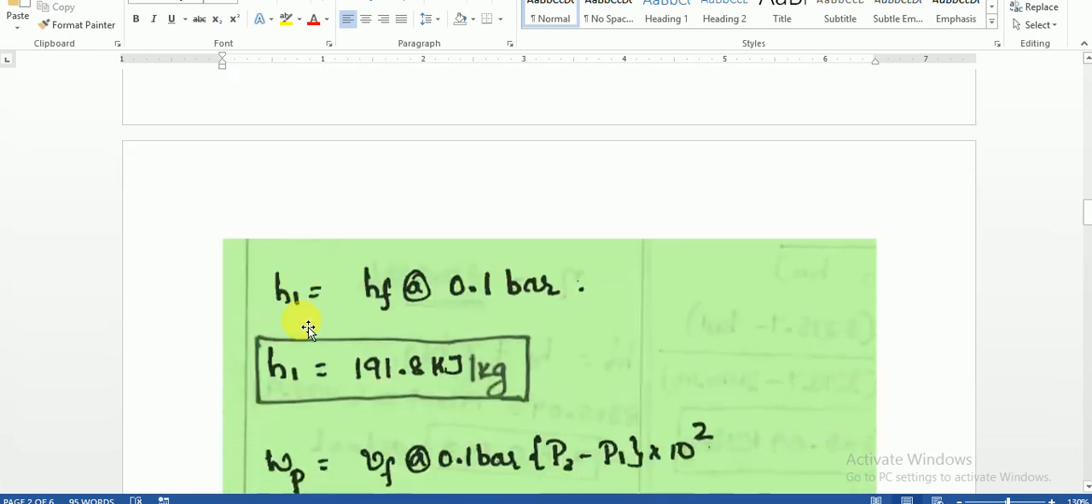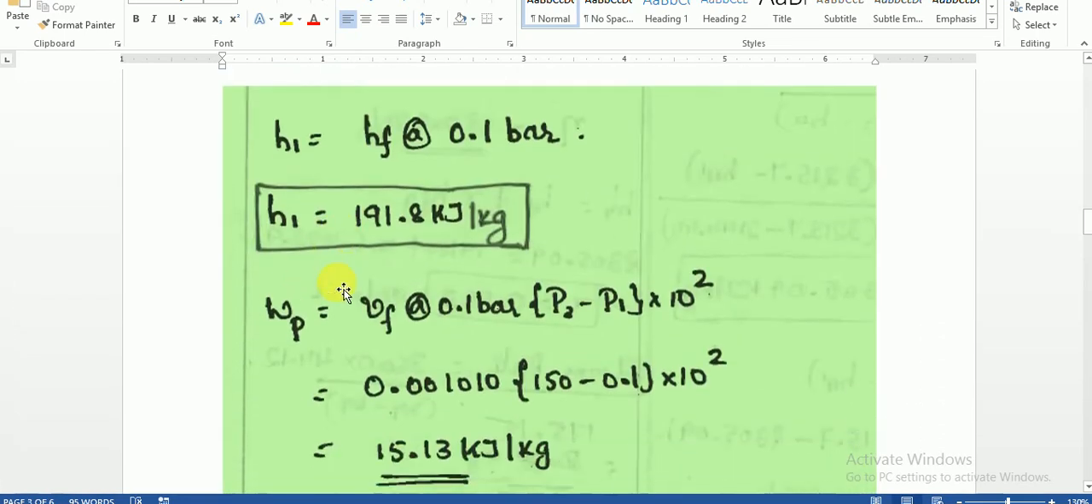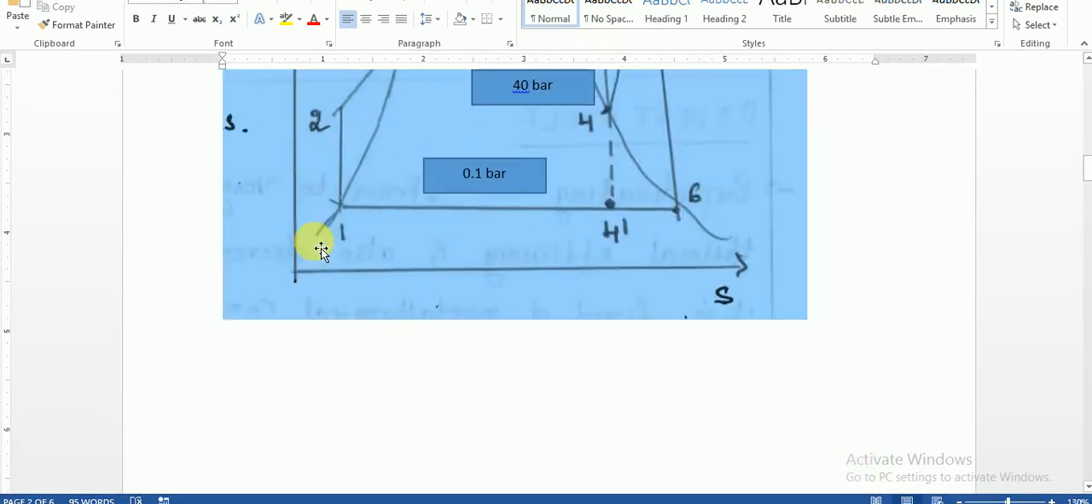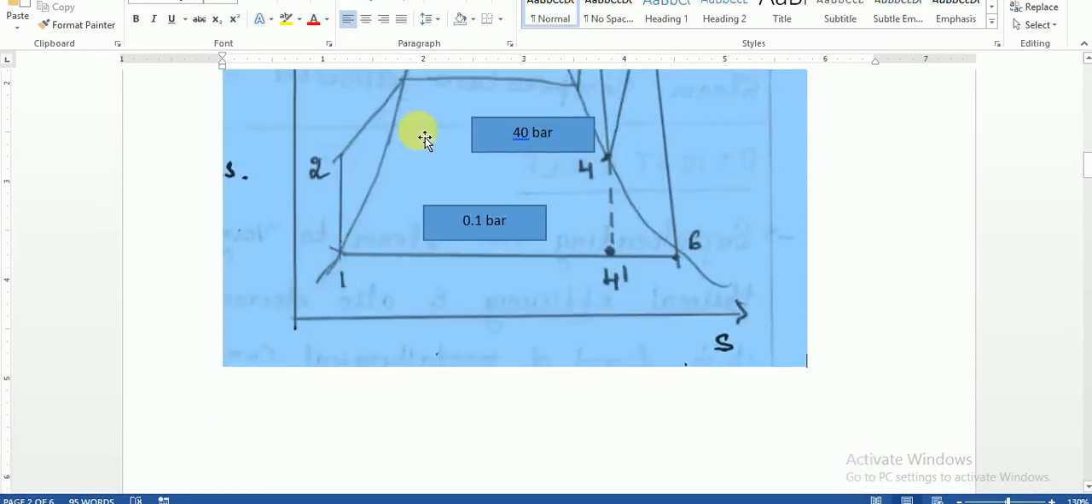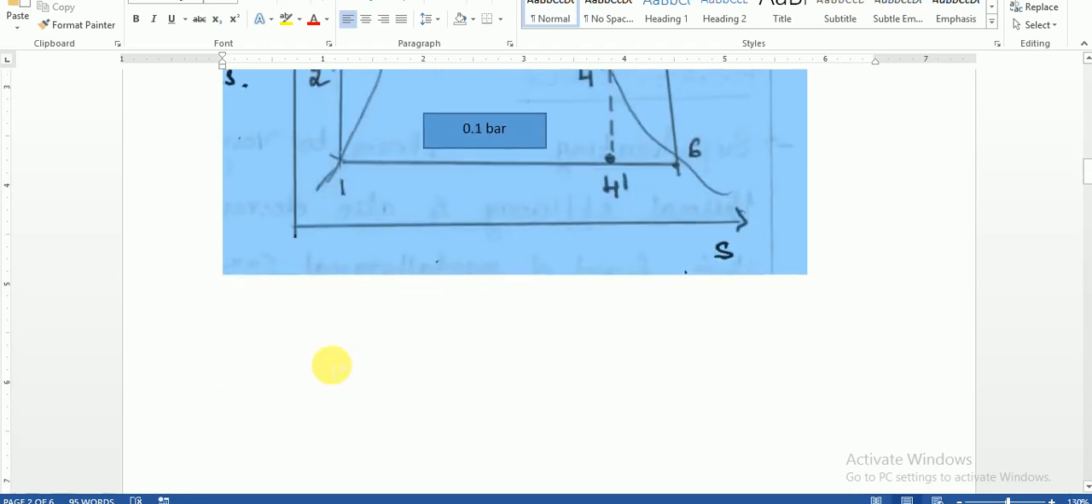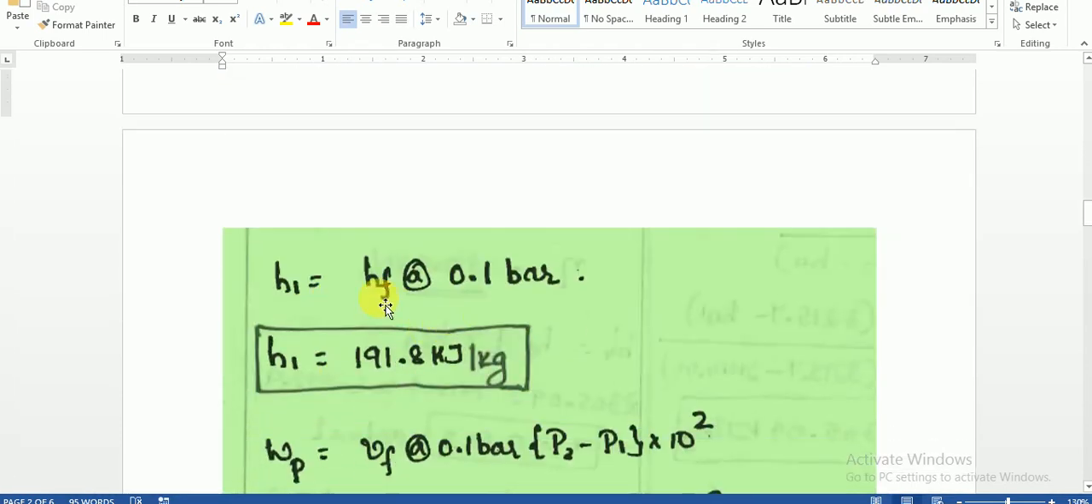So look here. We can see H1. H1 is equal to HF at 0.1 bar. Why? H1 is equal to HF because point 1 lies on the saturated liquid line. Whenever anything lies on the saturated liquid line, then obviously it is HF. It is a pure liquid, or pure fluid. So at 0.1 bar, it is completely a fluid. So H1 is equal to HF at 0.1 bar.